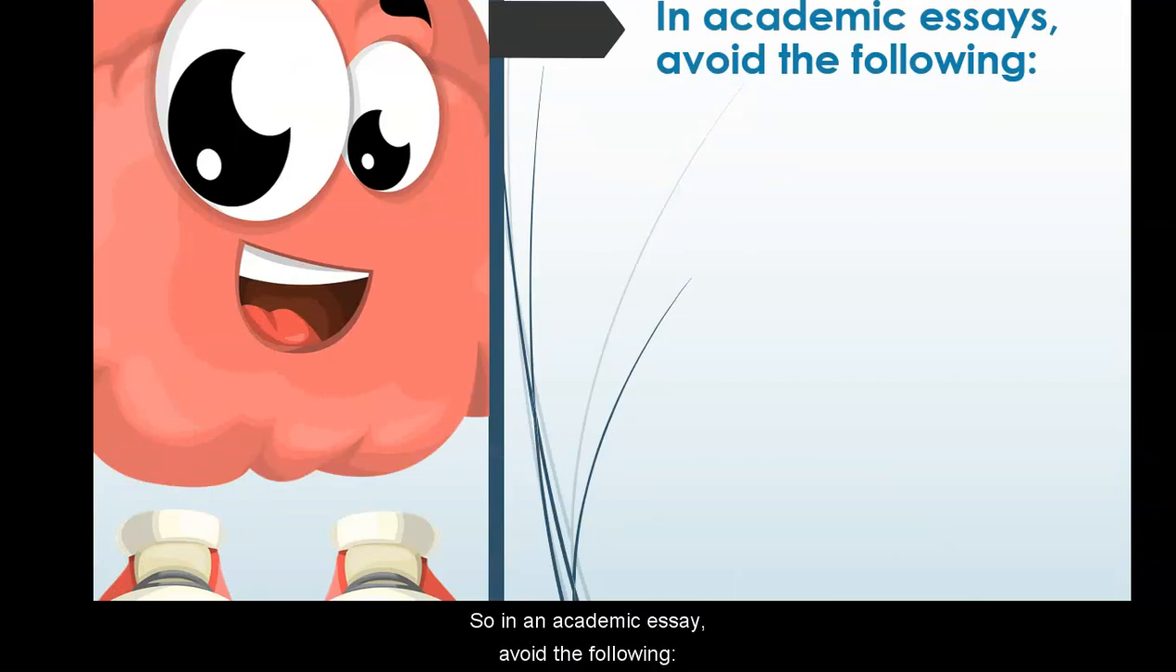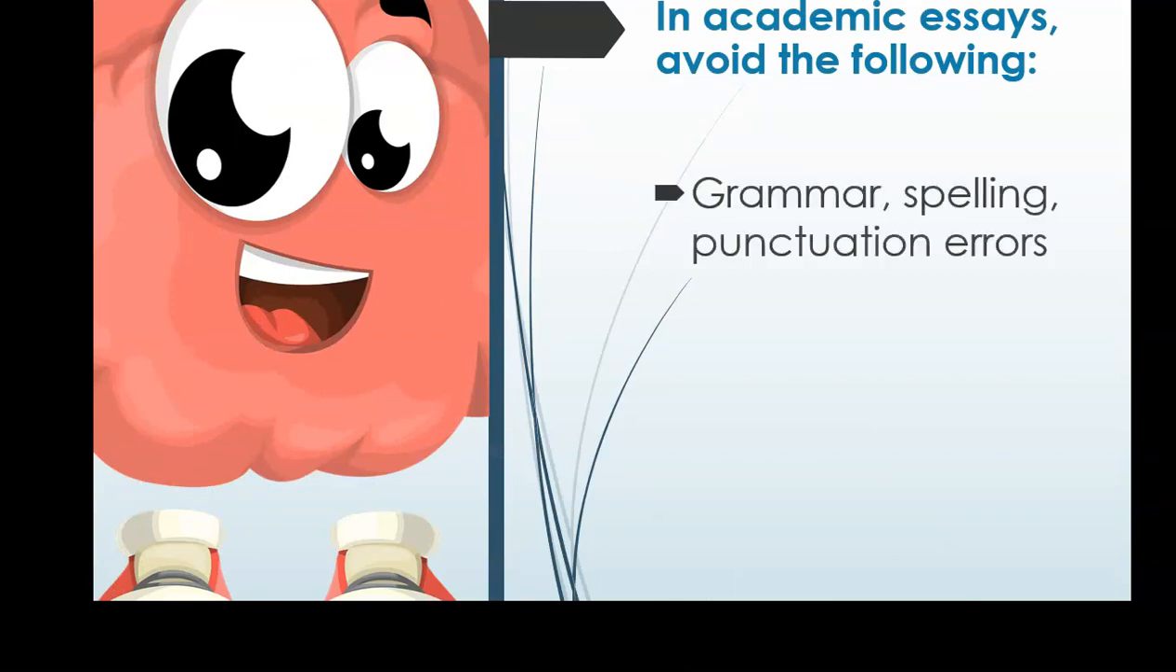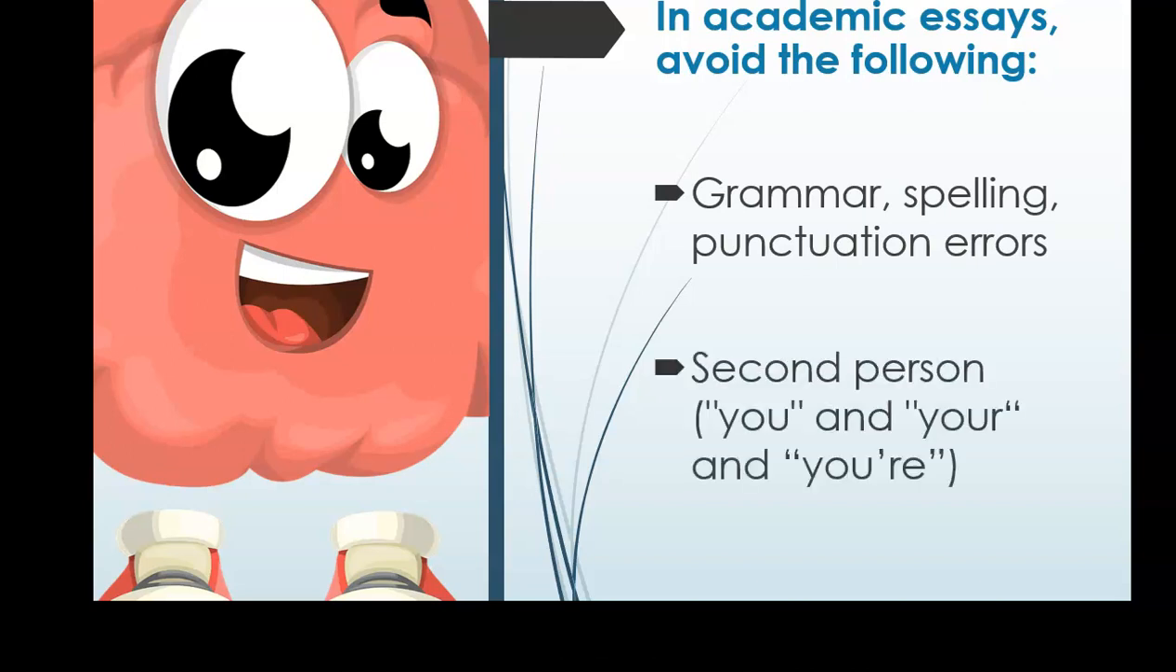So in academic essays, avoid the following. Grammar, spelling, punctuation errors, right? Of course. The second person: you, your, and yours. In fact, if you want to go through your essay draft and just do your Control F, your find function, for the word you, every time you see it, if it's not in a quote, right, if these are your words, replace that you with the noun it stands for, okay? The noun it stands for, not you, right, because you is too general.